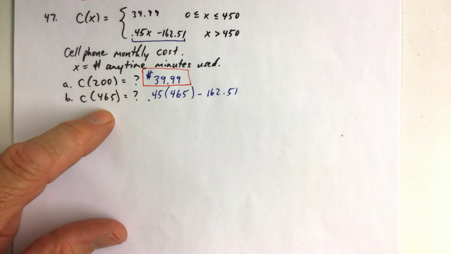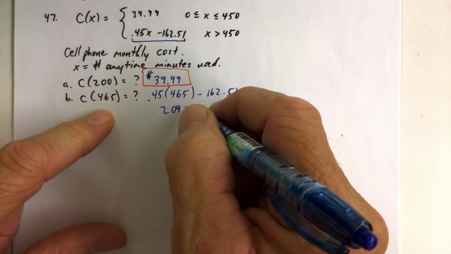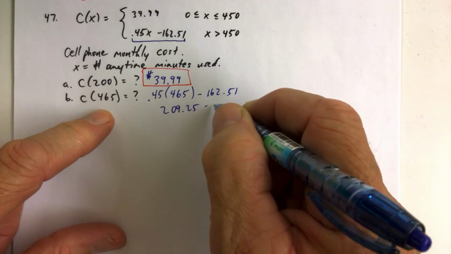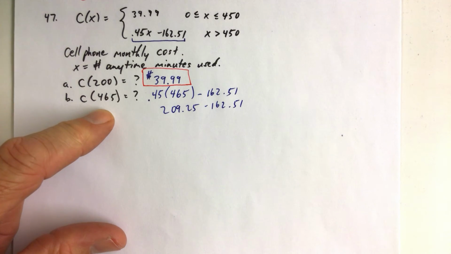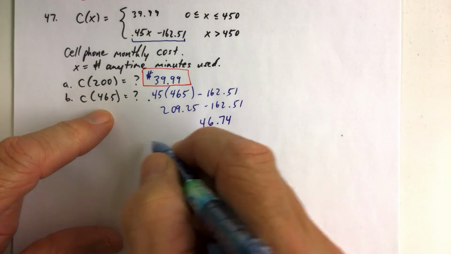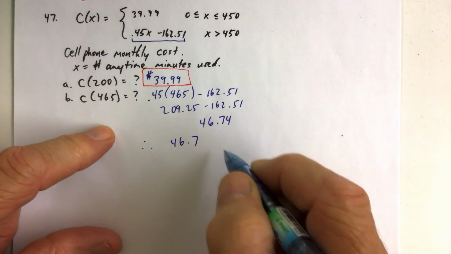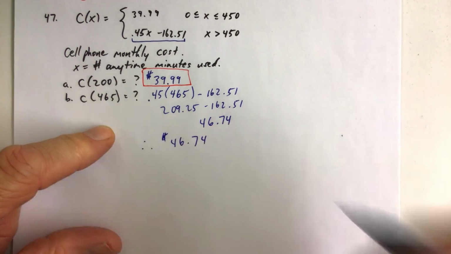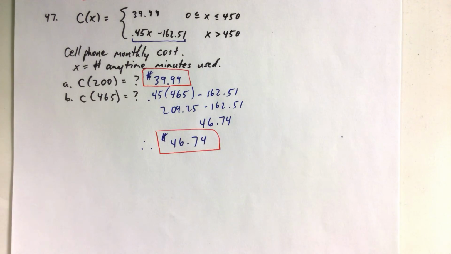0.45 times 465 is $209.25. And if we subtract $162.51, I'm using a calculator, feel free to do that as well, we get 46.74. And then we would say therefore $46.74 would be the cost if you had used 465 anytime minutes.